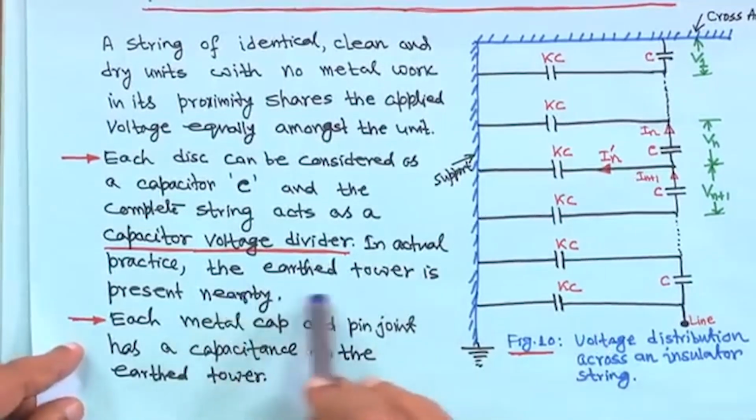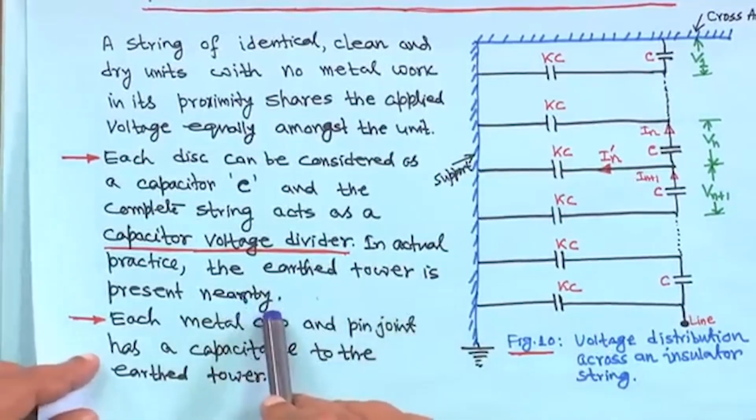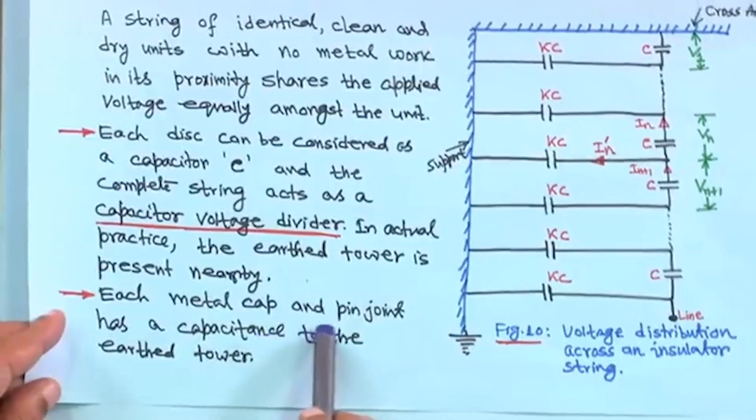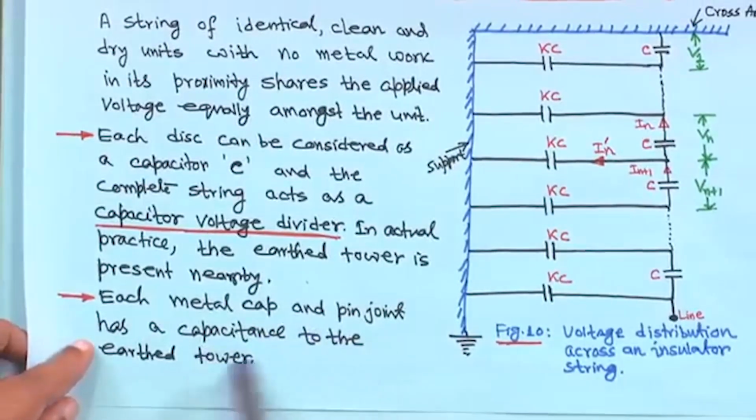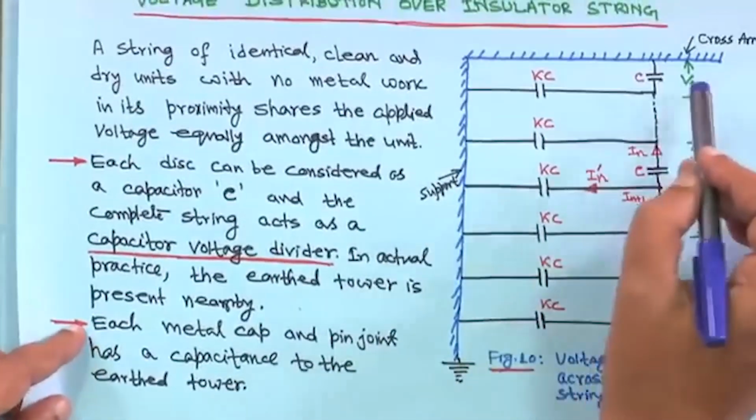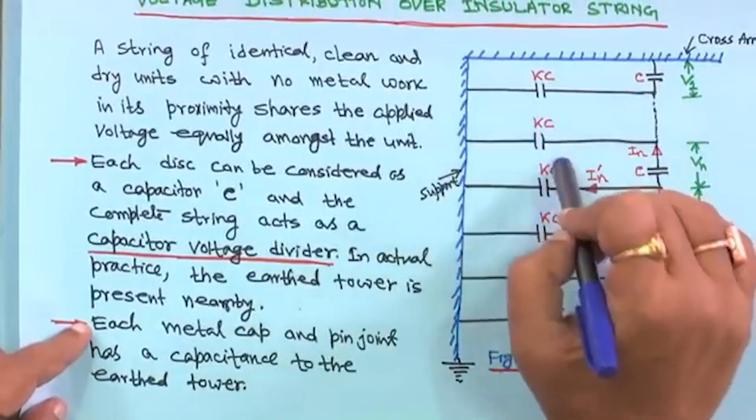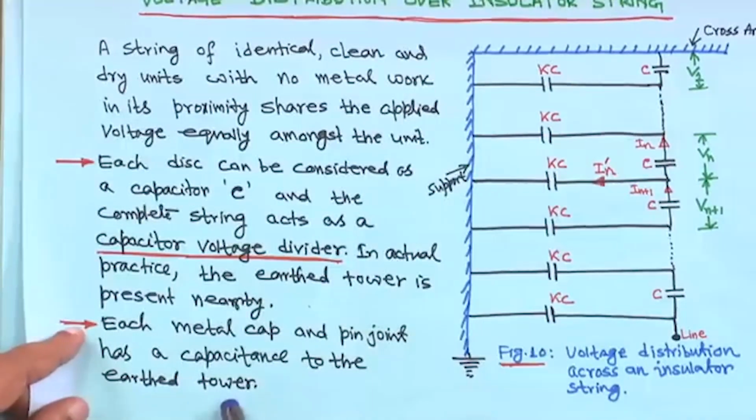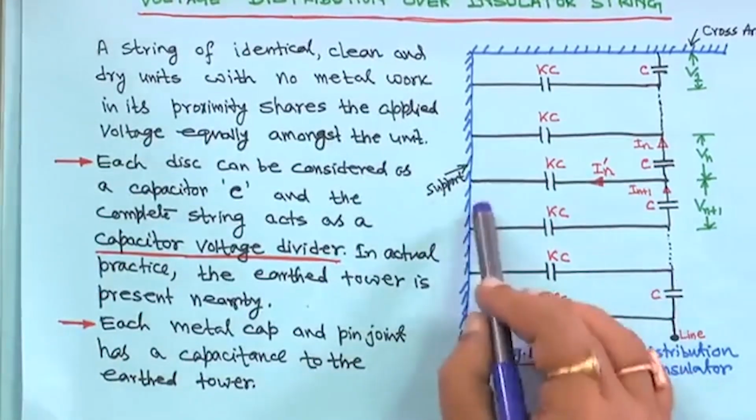In actual practice, the earth tower is present nearby. So, each metal cap and pin joint has a capacitance to the earth tower. Everywhere this Kc is a capacitance to the earth tower. So, this is actually the support.